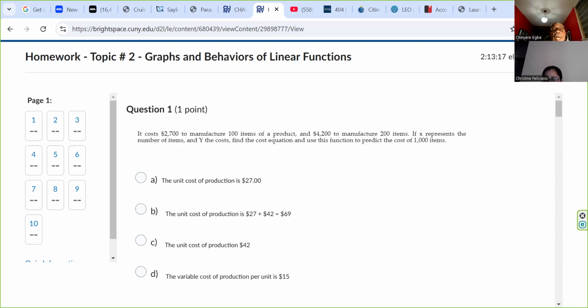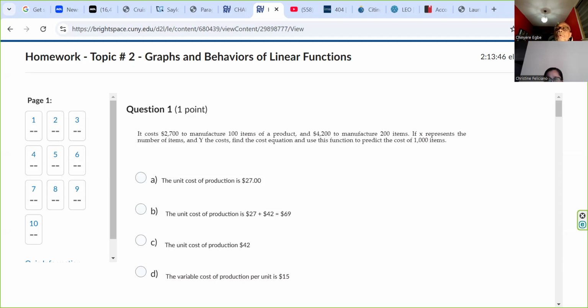Now for this particular problem, let's look at it. What causes what? What is it that depends on the other? Depending on the number of items, the cost changes. Precisely. So the dependent variable here is the cost.